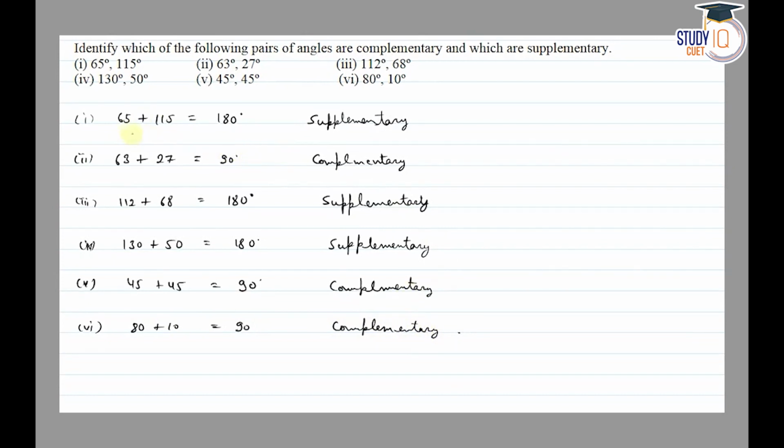So when the sum of two angles is equal to 180, then they are known as supplementary angles. When the sum of two angles is equal to 90, then they are known as complementary angles.